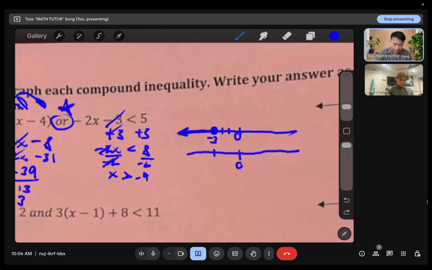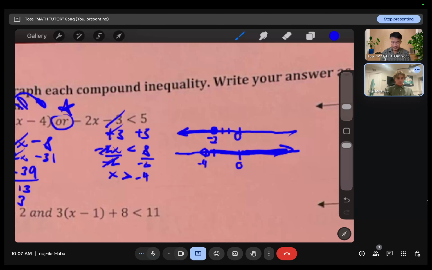negative 4. So it's negative 4. Yeah, here it is. This is where, if it doesn't overlap, it's easy, but this is going to overlap. So negative 4 is right here. Negative 4, and it's an open dot here, and it goes over like this.